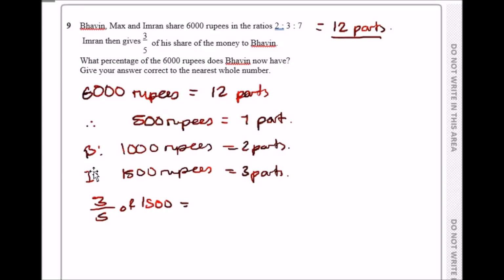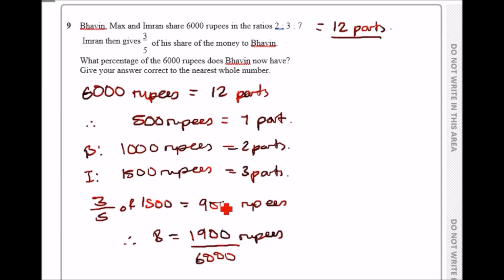To do 3/5, you can just do 3 times 1,500 divided by 5, or divided by 5 times 3. Either way works. Quickly doing it in your calculator, you should get exactly 900 rupees. So 3 times 1,500 over 5 gives you 900 rupees. We know that Imran gives 900 rupees to Bhavin, so Bhavin now has exactly 1,000 plus 900, 1,900 rupees.